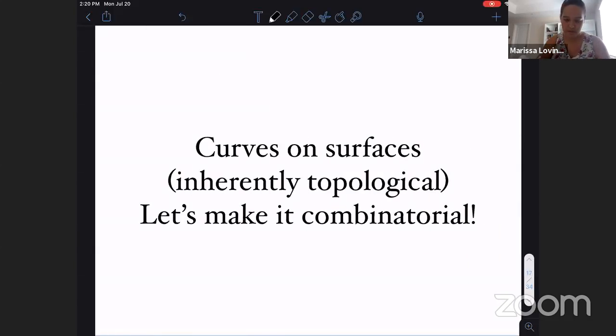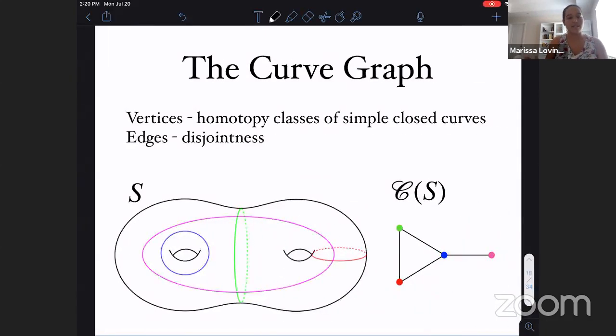Okay, awesome. So we've talked a bit about curves on surfaces. And so now we're going to change gears into what most of the rest of this lecture and tomorrow's lecture is going to be, which is a somewhat combinatorial approach. I'm going to introduce the curve graph. So the curve graph is this really wonderful object. And the definition is pretty straightforward. I'm going to take as my set of vertices just homotopy classes of simple closed curves.